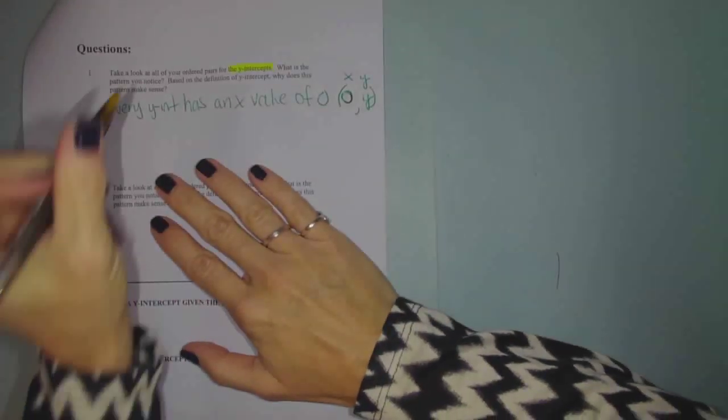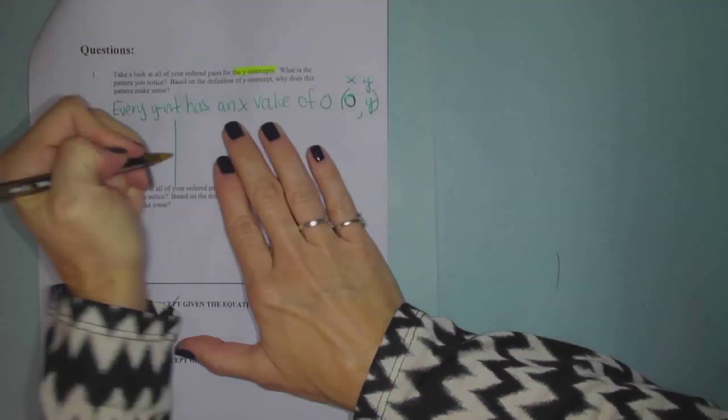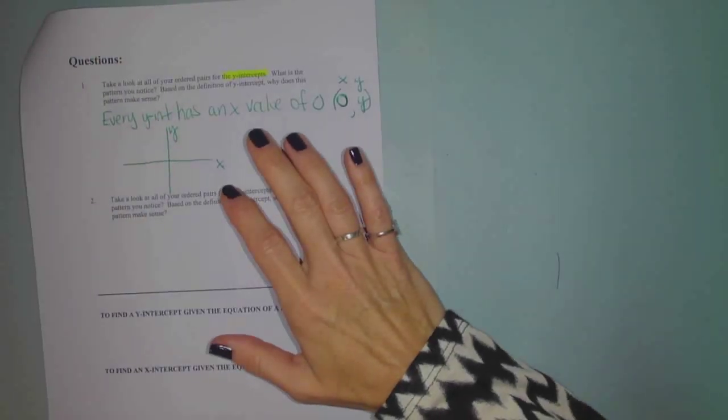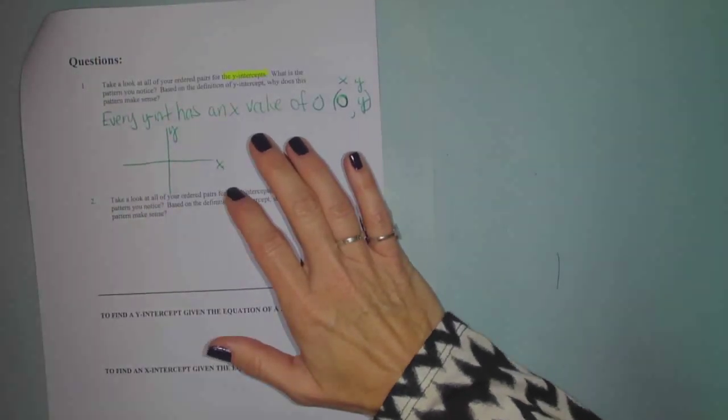Now, why does this pattern make sense? Well, I'm going to tell you why. Now I want you to think about a Y-intercept, okay? Here's X, here's Y. Now check this out. Where's my red pen? Here it is.